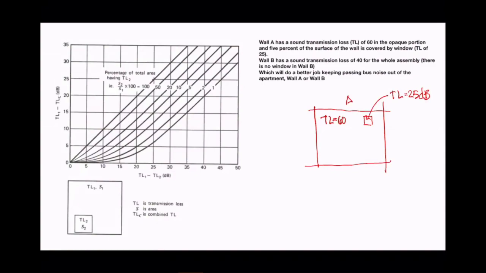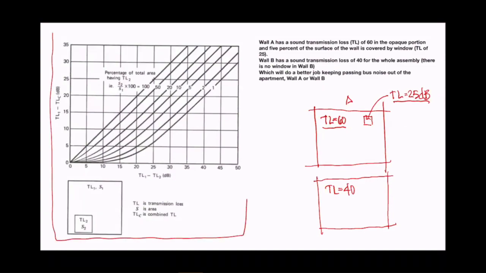And for reference, 60 is a very robust wall, and 25 is a pretty typical window. Wall B is just an opaque wall. It has no window in it. It's not nearly as robust. It has a transmission loss of 40 decibels. So the question is, which one of them will do a better job keeping the bus noise out of the apartment? And for that, it's helpful to have this graphic.